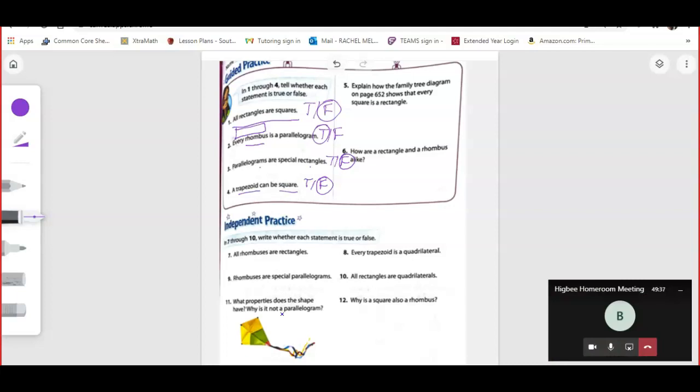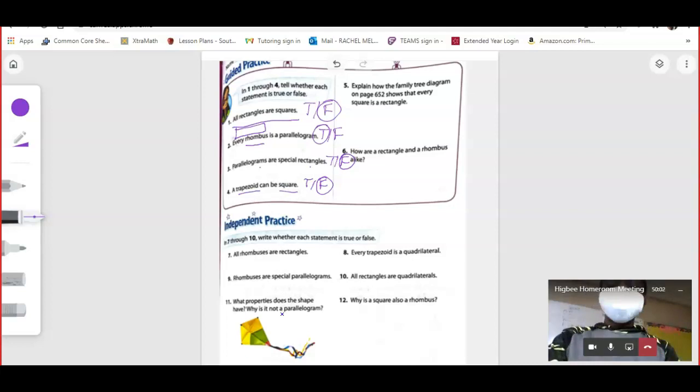Israel, question? So, on 8, it says every trapezoid is like a quadrilateral, but it doesn't have an equal side or something. You're right, it doesn't. Because it's on the other side. Okay, but look at the other top one, the tree map. What's on the top of the tree map?